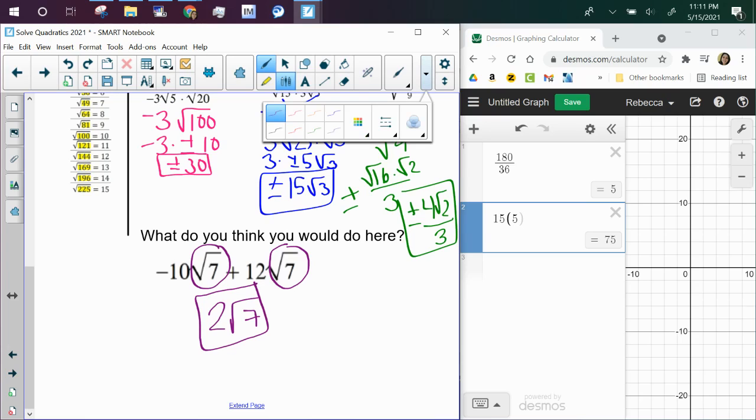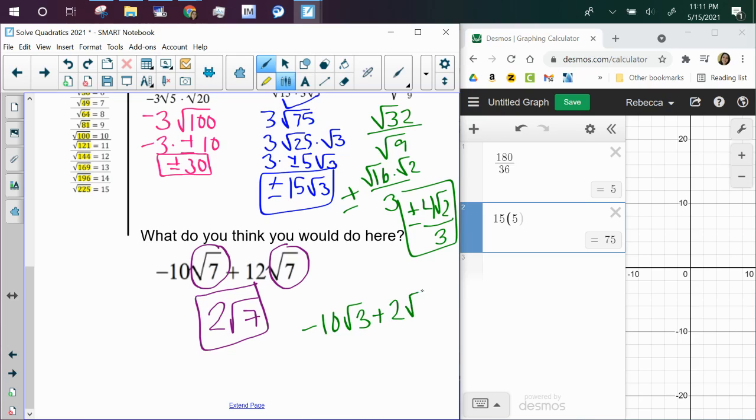Now, if we had something like negative 10 square root of 3 plus 2 square root of 7, I couldn't do that. I would have to leave it like this because those radicals are not like terms. So when it's multiplication, I could do it. When it's addition or subtraction, no, no, no.